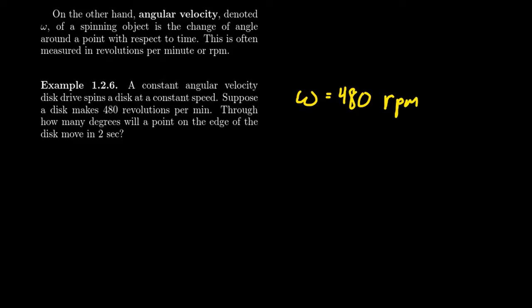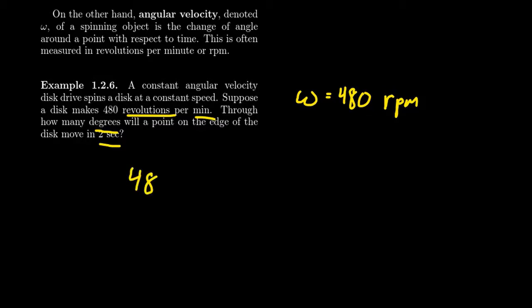Through how many degrees will a point on the edge of the disk move in 2 seconds? This question really is just about converting between different units. One way of computing an angle is by revolutions. What fraction of a revolution is there? A half angle is just, as the name suggests, half of a revolution. A right angle is just 1/4 of a revolution. So we have to convert from revolutions to degrees. We are also measuring things in minutes, so we have to switch them to seconds. So let's think about that for a second.